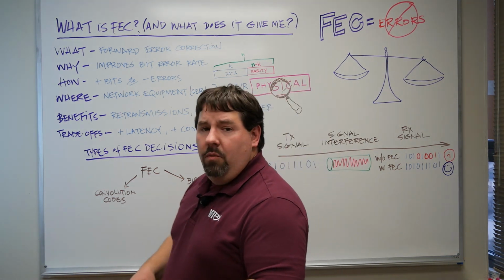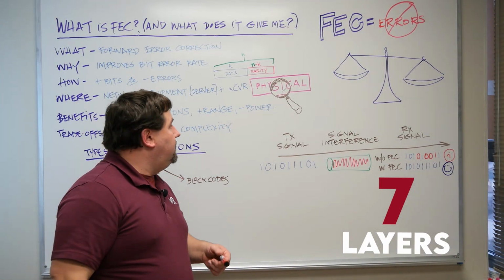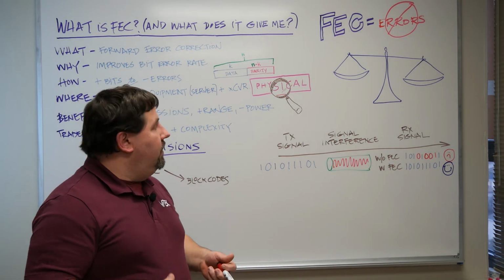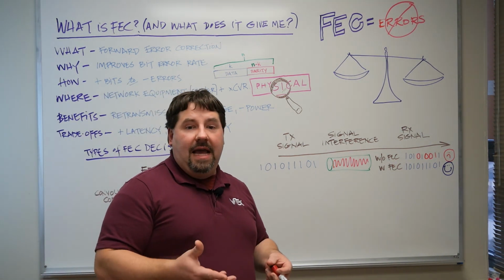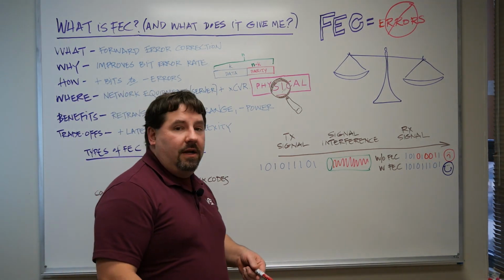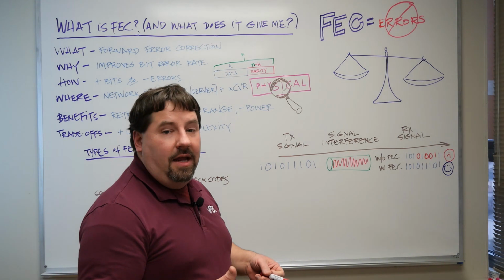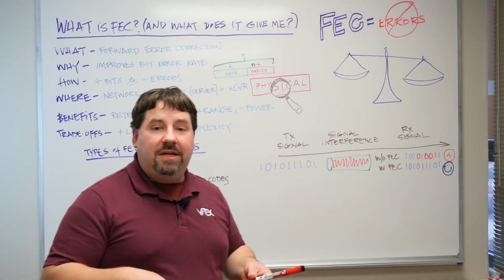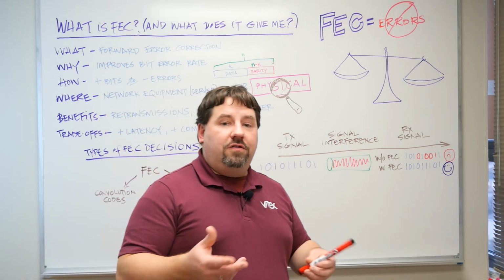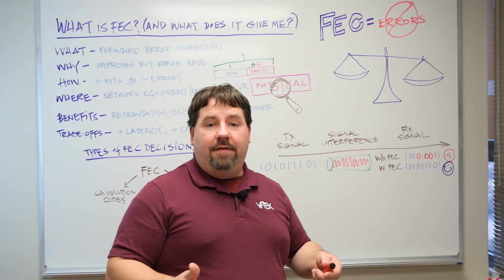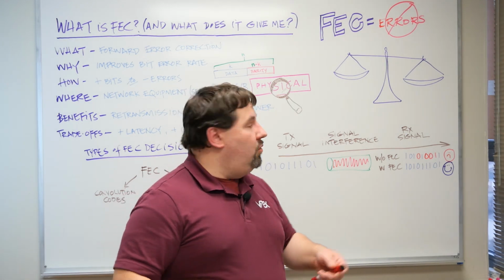So when we look at our 7 layers, FEC resides in our physical layer. This is something that's done in the DSP of either the transceiver or the network equipment. So there's additional processing that goes on there to check against these additional bits, check against their parity. And it makes a decision of, was this correct? Was it not correct? And what do we have to do to make it more correct?